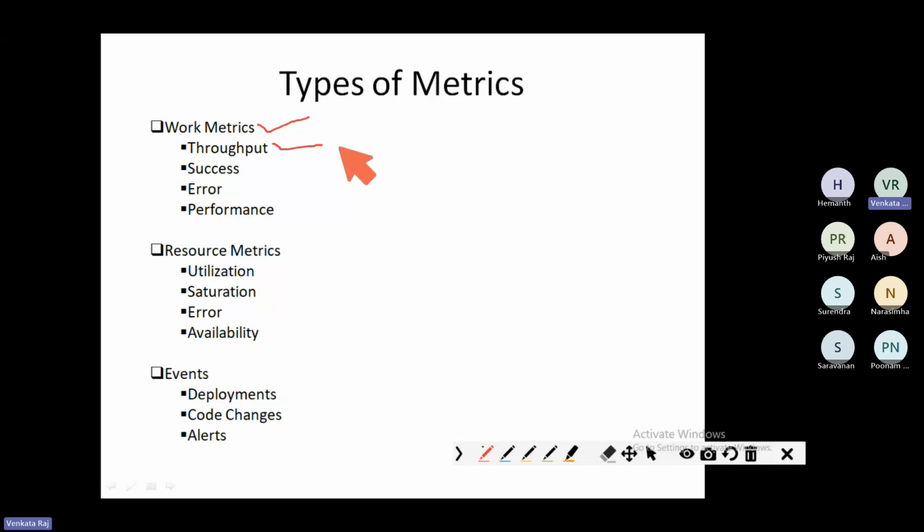Then we have the resource metrics. Resource metrics means the hardware resources, right? So work metrics is basically your software, guys. Resources means our hardware. So we have metrics for our hardware. Utilization, how much is being utilized. It can be with respect to CPU, memory, disk, or network. So we have different utilization rates.